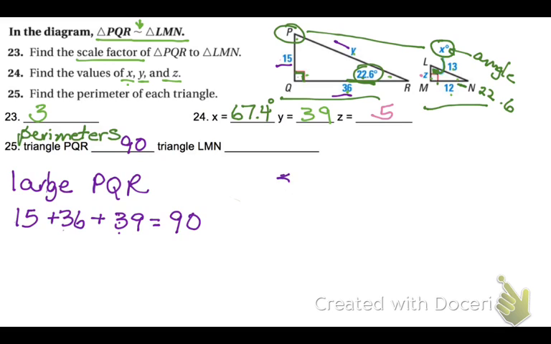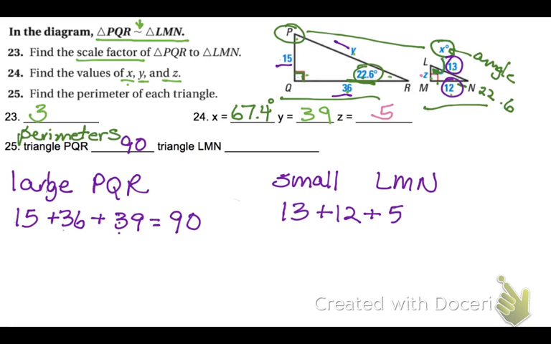Okay, so the small triangle, that's LMN. We don't need to worry about doing the same sides in order, because it's perimeter and we're just adding. So we'll take 13, add 12, and then add z, which is 5. 13 plus 12 is 25, plus 5 equals 30. So the perimeter of triangle LMN is equal to 30. And that's it, you're done.